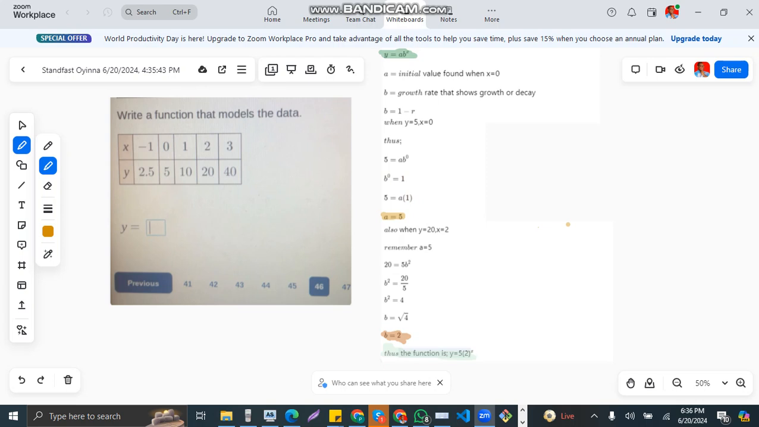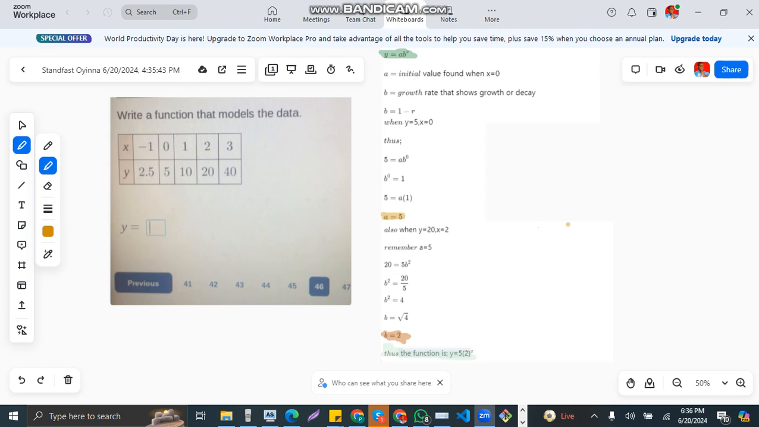Also, when y is equal to 20, x equals 2. Let's go to the table. You see it. This is 20 for y. If you move to x, you see that it's 2. So that's where I got that from. Next thing we are going to do is to substitute 20 for y and 2 for x. So remember, a equals 5. We found out already, so don't forget that.